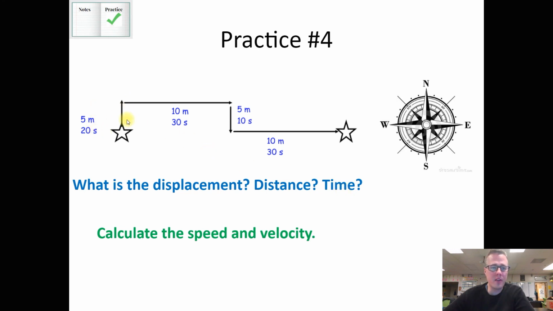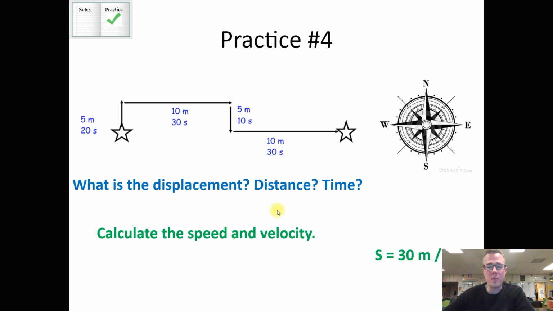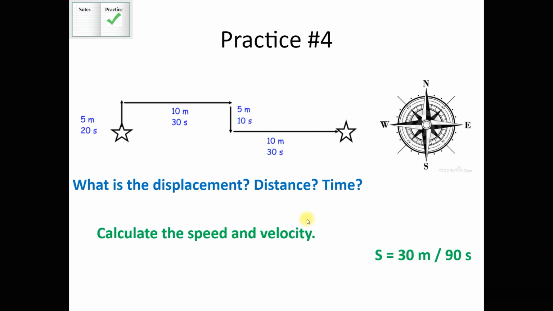It took us 20 seconds for this first part, plus another 30, plus another 10, plus another 30, so that is 30, 60, 70, that's 90 seconds. Now we can do some calculations. So for calculating the speed, we have to do our total distance divided by time. So here's what we're going to get, 30 meters divided by 90 seconds. And that works out to 1/3, so 0.33 meters per second.